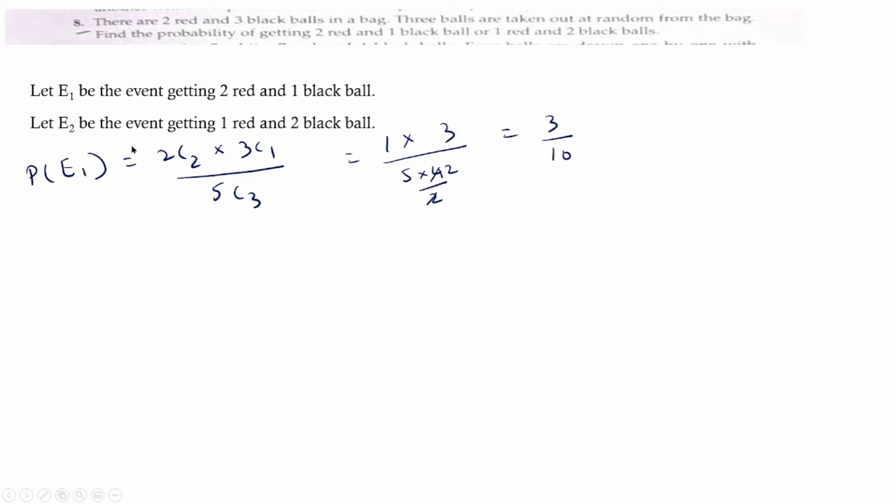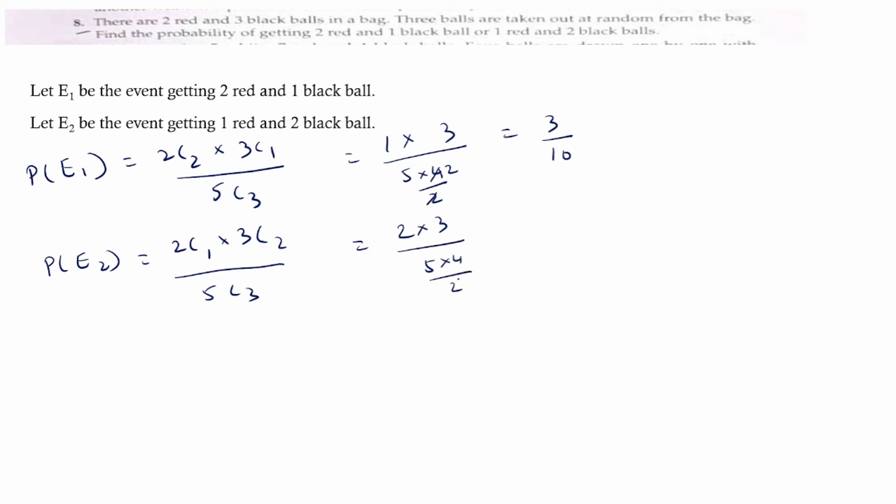And now if E2 is the event getting 1 red and 2 black ball, probability of E2 will be, now this 1 red ball from 2 red balls can be drawn in 2 C1 ways and 2 black balls from 3 black balls can be drawn in 3 C2 ways upon 5 C3. So this is equal to 2 into 3 upon 5 into 4 upon 2. So this is equal to 3 by 5.